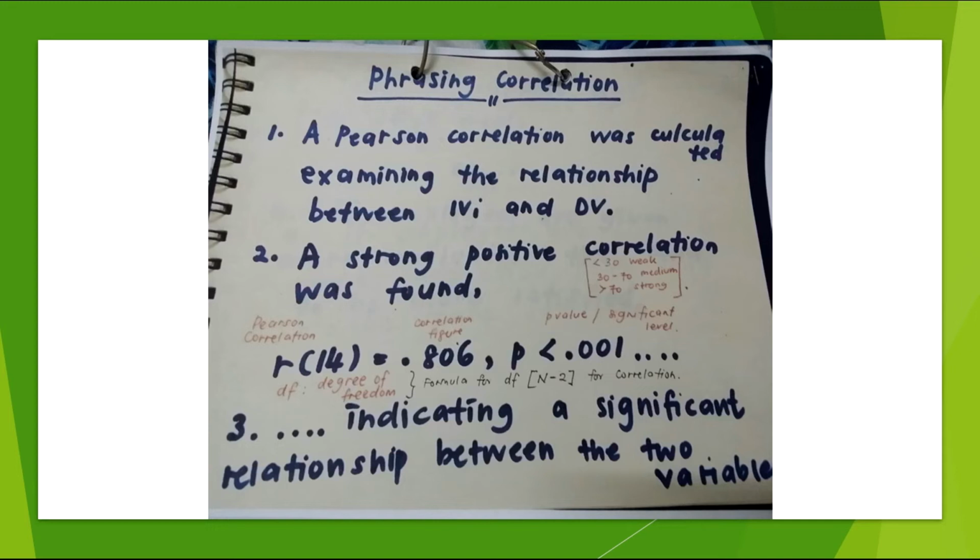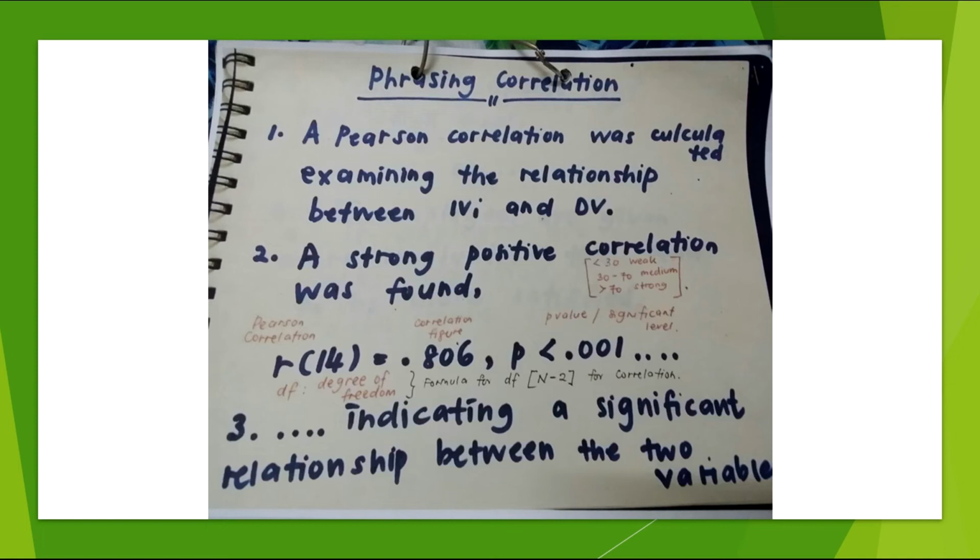This is for you to tackle IV per IV, so it's going to be IV1 first. A strong positive correlation was found. Why is it strong? Why is it positive? If we look at this figure, it is a positive figure, so that's the reason why it is positive. Why is it strong? If you look at this note, if your result is lower than 0.3, it means it is a weak relationship. 0.3 to 0.7 is medium, and if it is bigger than 0.7, it is strong. So 0.8 is bigger than 0.7, so a strong positive correlation was found.